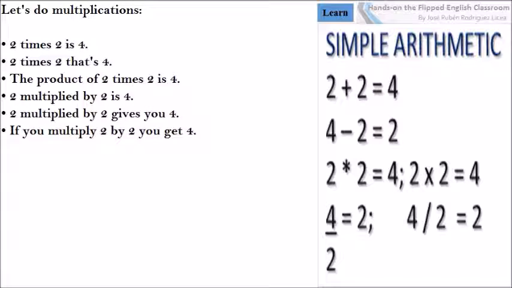Let's do multiplications. 2 times 2 is 4. 2 times 2, that's 4. The product of 2 times 2 is 4. 2 multiplied by 2 is 4. 2 multiplied by 2 gives you 4. If you multiply 2 by 2 you get 4.